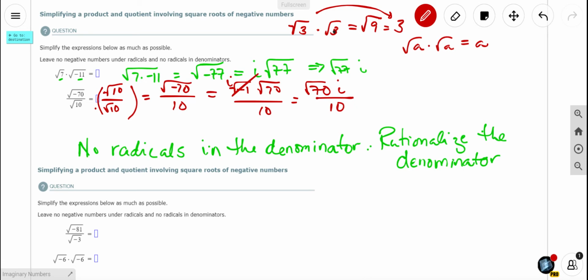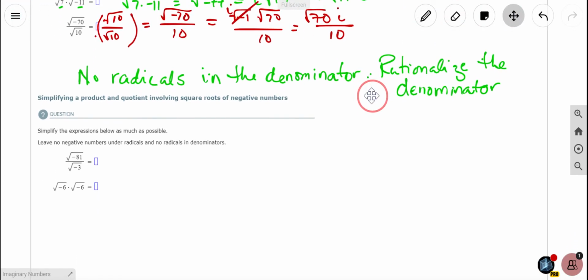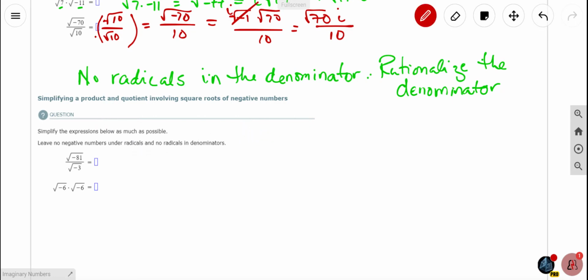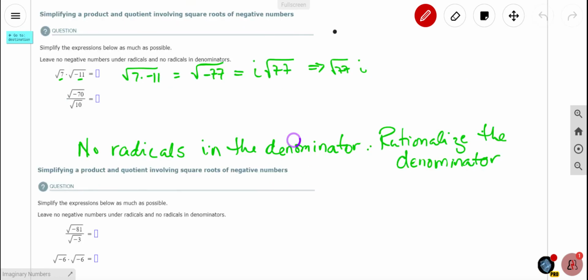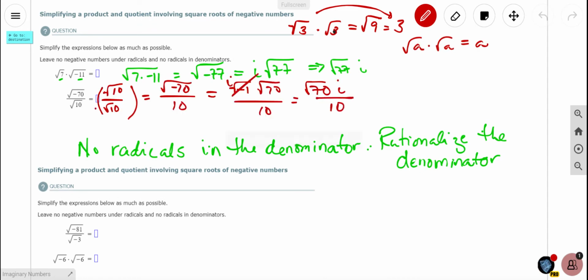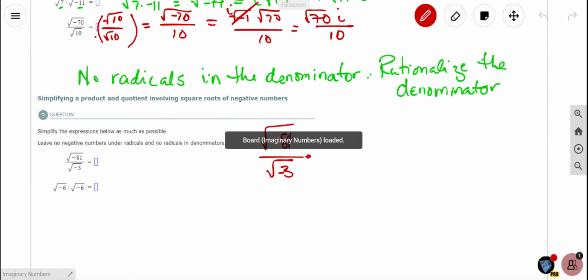Let me go ahead and move this down a little bit, or up a little bit. Okay, so take a look at this one. There's a couple different ways to do this one, and I want to go over it because if you recognize it initially, it might save you time. As I told you, we could rationalize the denominator here.